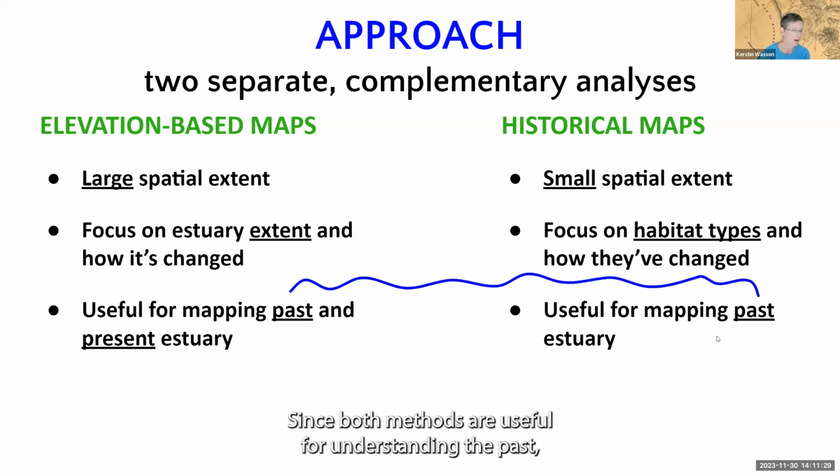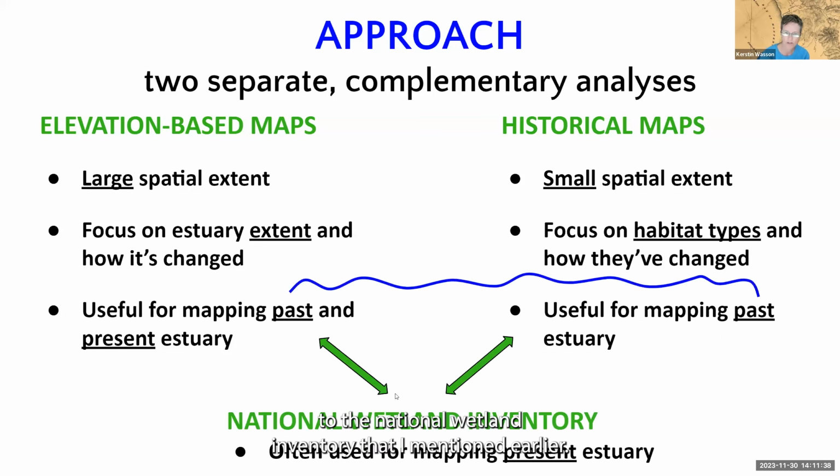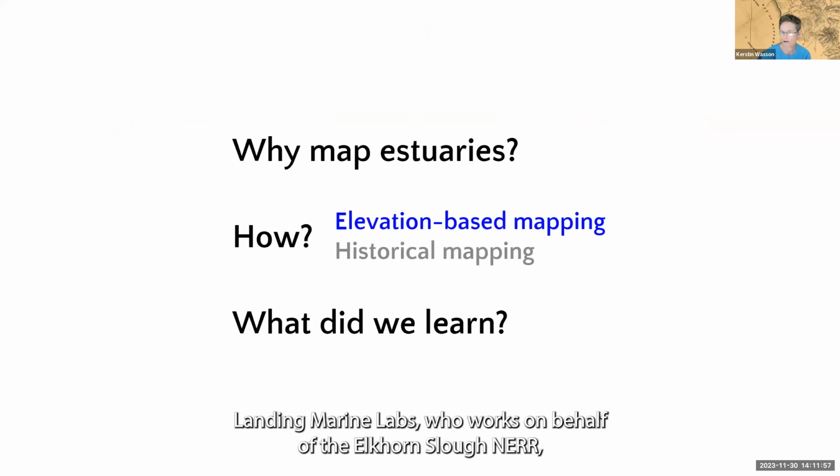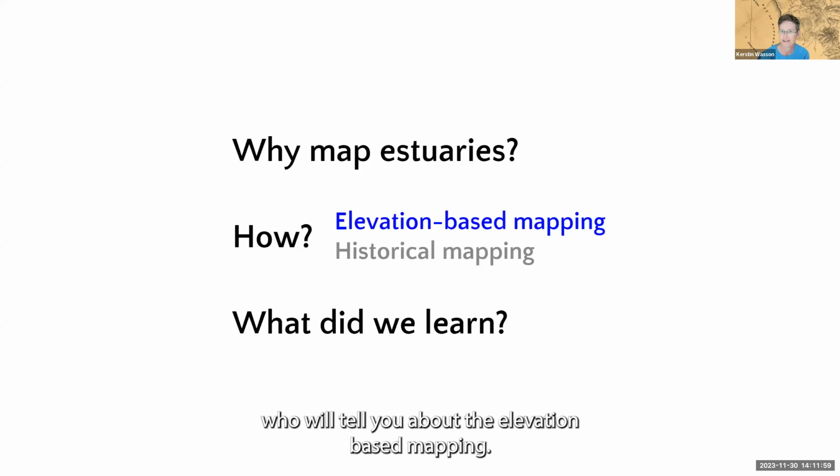Since both methods are useful for understanding the past, we compared them to each other within the smaller footprint of the historical map. And we compared both to the National Wetland Inventory that I mentioned earlier. So this is an overview of our approach. You're now going to hear more about the methods for elevation-based and then for historical mapping. So now I will turn it over to Charlie Endres from Moss Landing Marine Labs, who works on behalf of the Elkhorn Slough NERR, who will tell you about the elevation-based mapping.